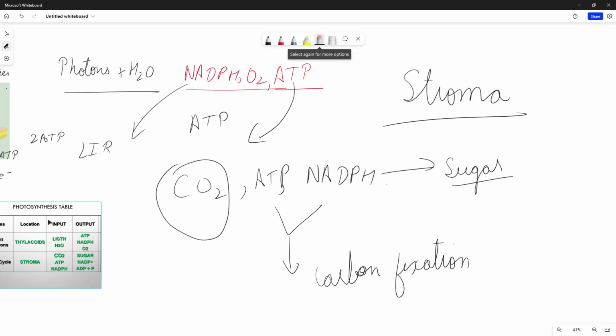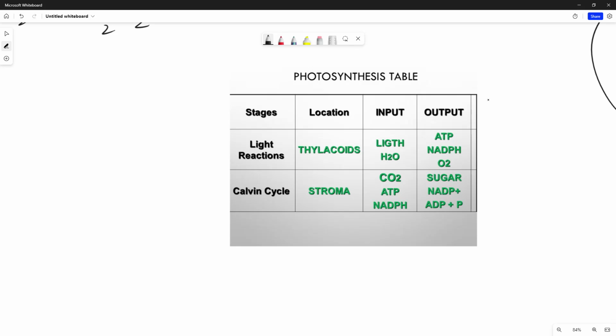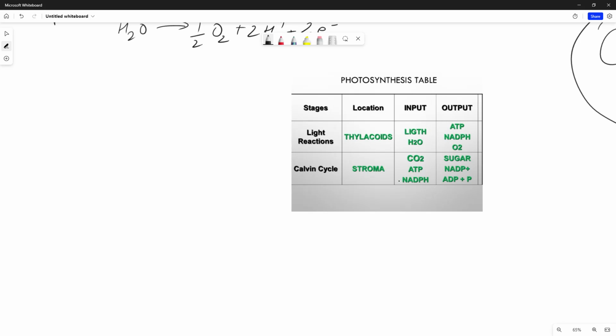So we have the input and output table here. You may just go through it quickly or take a screenshot, whatever suits you. So now we'll move on.